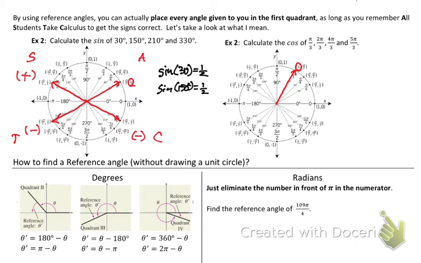Negative. Wait, 2 negative. Quadrant 2 negative. Okay, we're in quadrant 2, so we have our all students. What's positive? Cosine is negative. So we'd be in quadrant 2 and we'd be negative.